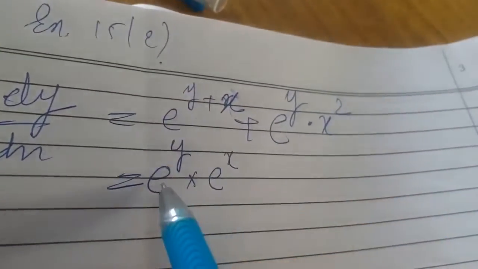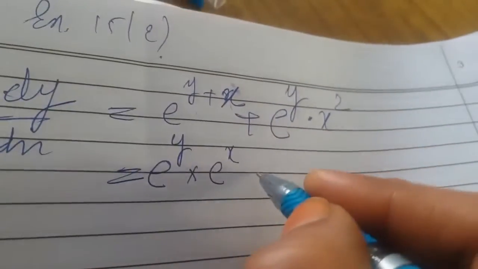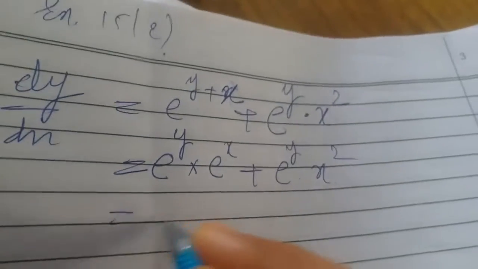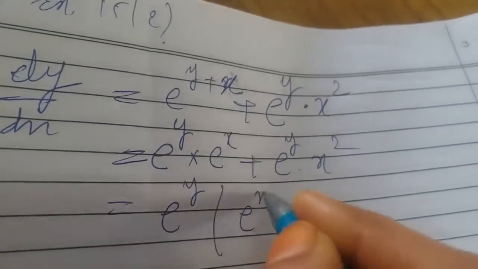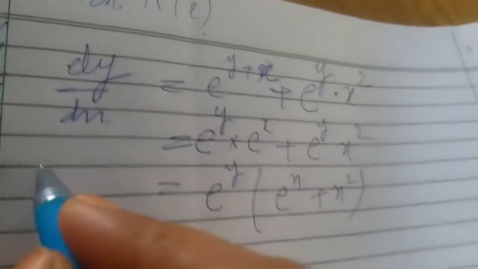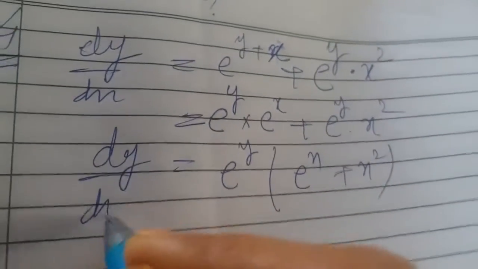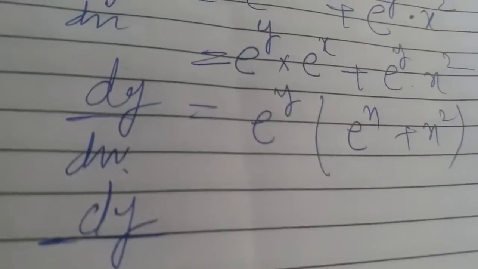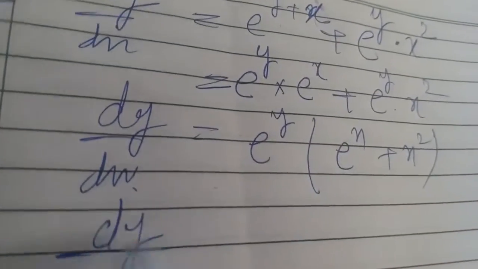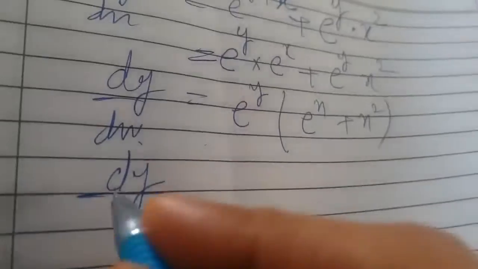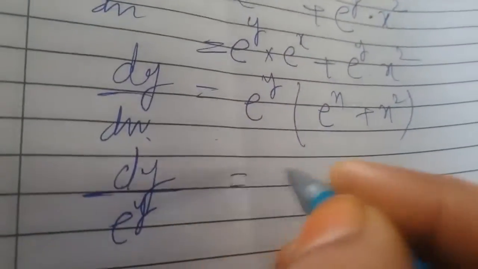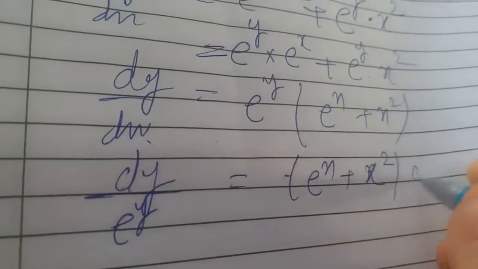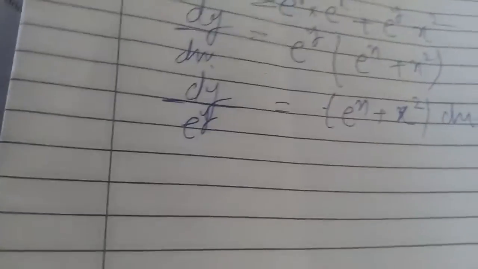So we can write e to the power y plus x as e to the power y into e to the power x, plus e to the power y into x square. Take e to the power y as common, so it is e to the power y into e to the power x plus x square. Now see, separate them, y in one direction and x in one direction, and dy and dx are in the numerator. So dy upon e to the power y equals e to the power x plus x square into dx.